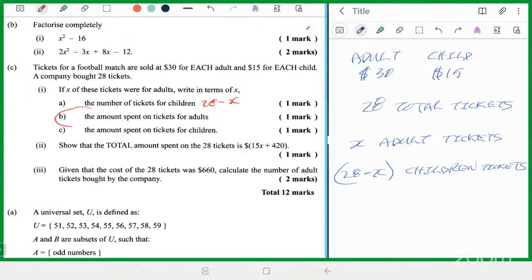The amount spent for tickets for adults, in terms of x, must be $30 times x, don't it? That's $30 for one. And the amount spent for tickets for children must be the number of tickets for children times 15, so that would be $15 times the number of tickets for children, which is 28 minus x. Do I get that?